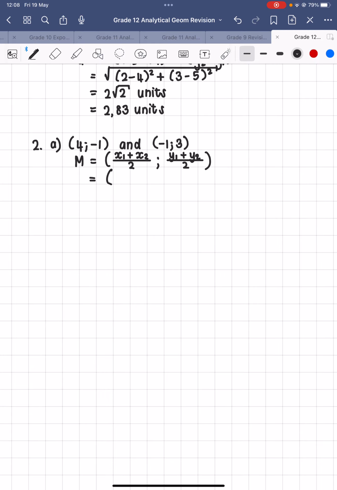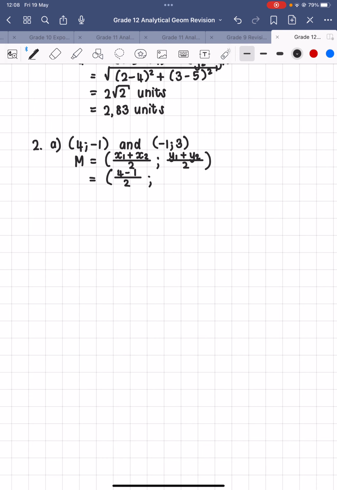So we're going to say the x value of the one point is 4. Now guys, the second x value is -1. So you can write 4 plus -1, but you can also just write 4 minus 1. Okay, that's the same thing. When you're adding -1, it's the same as minusing 1. And you would then divide that by 2.